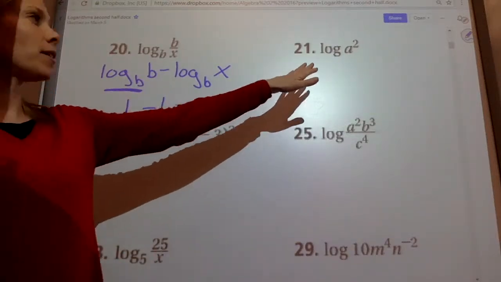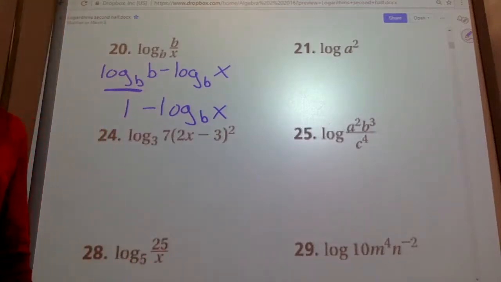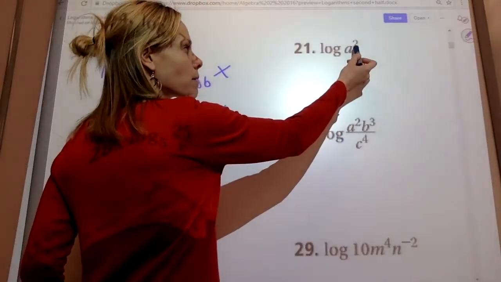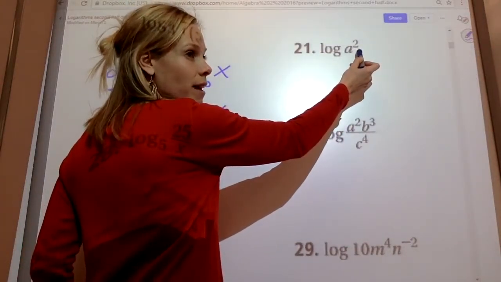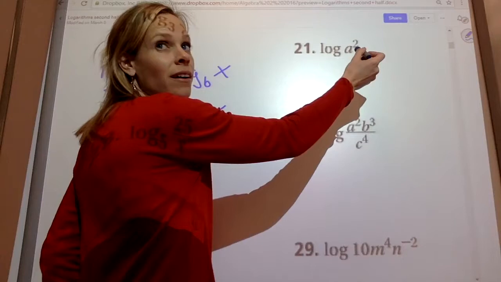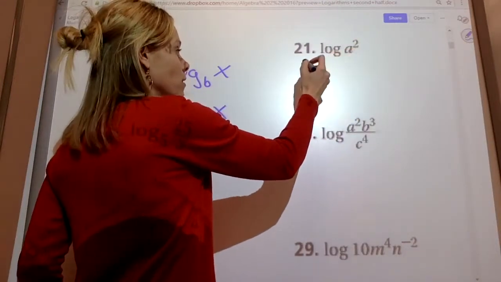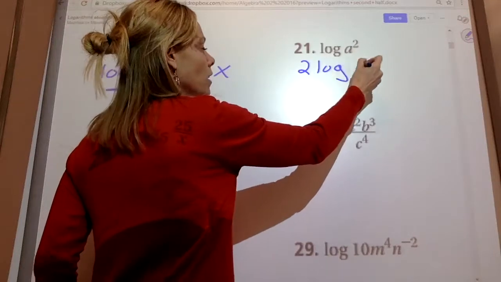What about 21? What can I do there? What do you notice? The squared, what can I do with that? I can put it in front. Oh, yeah. Okay? So I would do 2 log A.